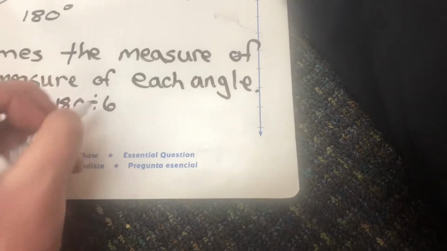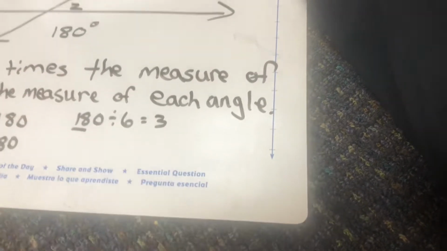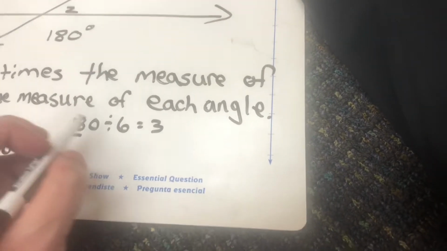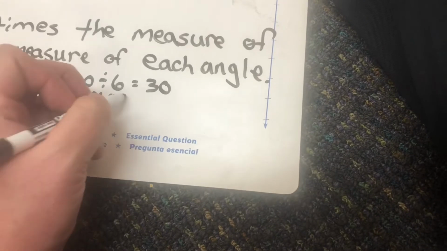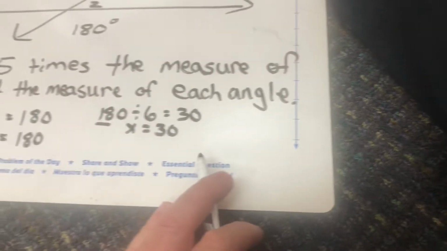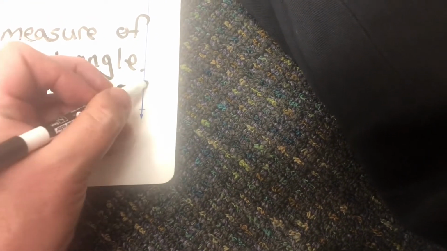So if 6x equals 180, I'm going to do 180 divided by 6. 18 divided by 6 equals 3. I add the 0, I get 30. That tells me that x equals 30. So that tells me then that angle 2 is equal to 30 degrees.